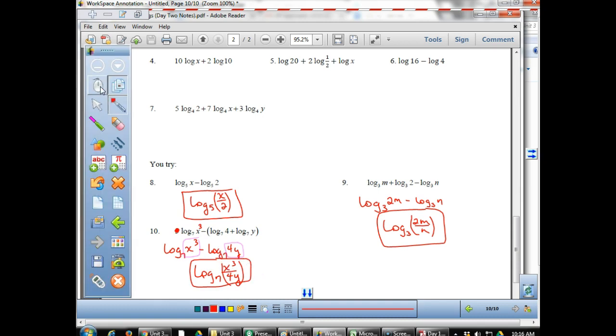And that is basically what we did today in class, and we're going to spend tomorrow practicing this, reinforcing this, making sure you get these properties because we use these a lot this unit.